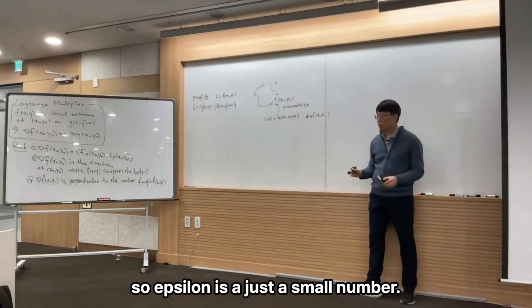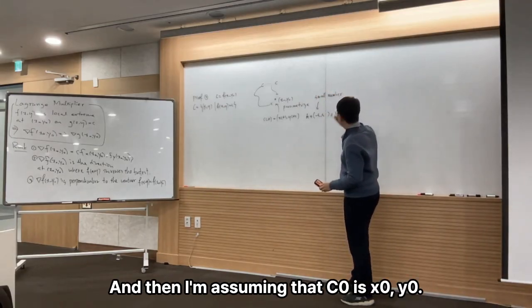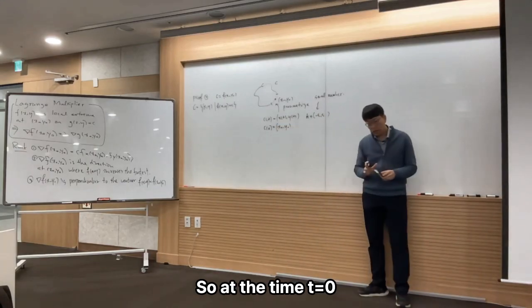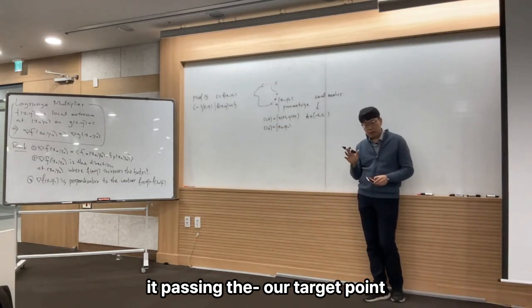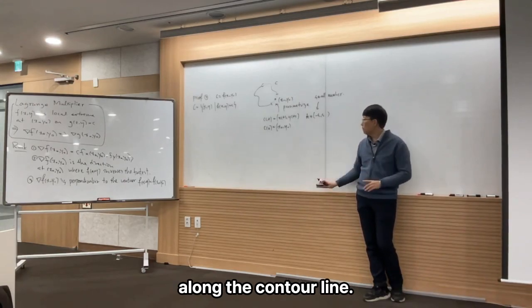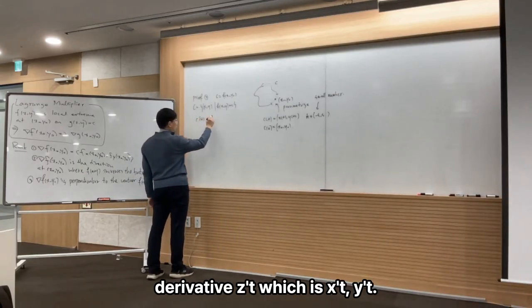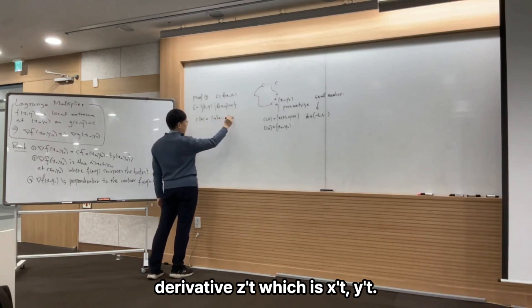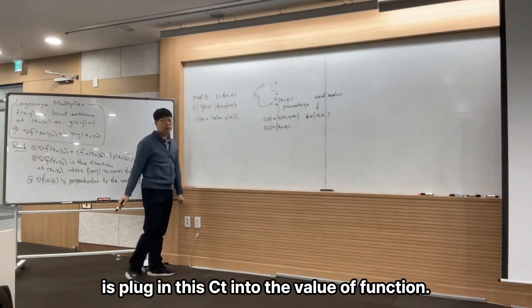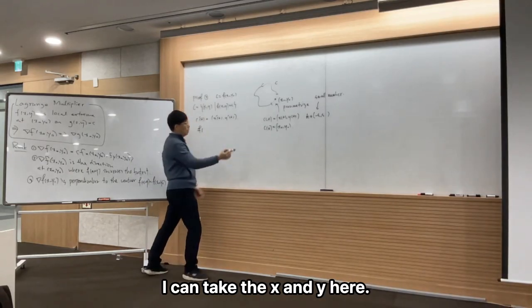Epsilon is just a small number. I'm assuming that c(0) = (x0, y0), so at time t = 0 it's passing our target point, and I want to see the neighborhood of that point along the contour line. Let's take a derivative, c'(t) = (x'(t), y'(t)). And what I'm going to do is plug c(t) into the function f. f is a two-variable function, so I can take the x and y here.